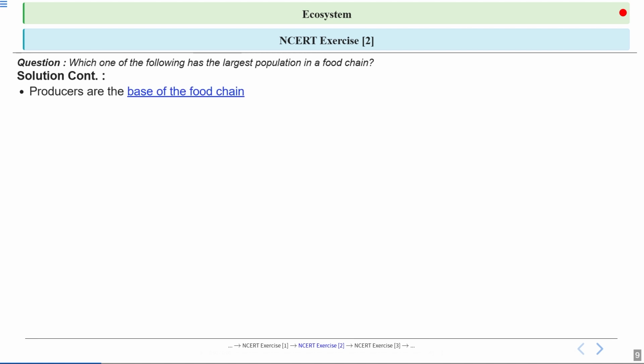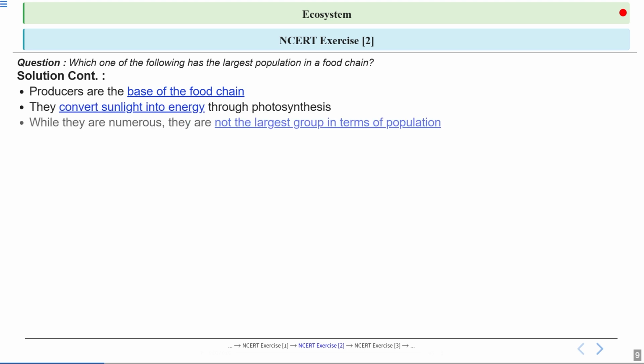Now, producers like plants are the foundation of the food chain because they make their own food using sunlight, and this process is known as photosynthesis. They convert sunlight into energy through photosynthesis. While they are numerous, they are not the largest group in terms of population.